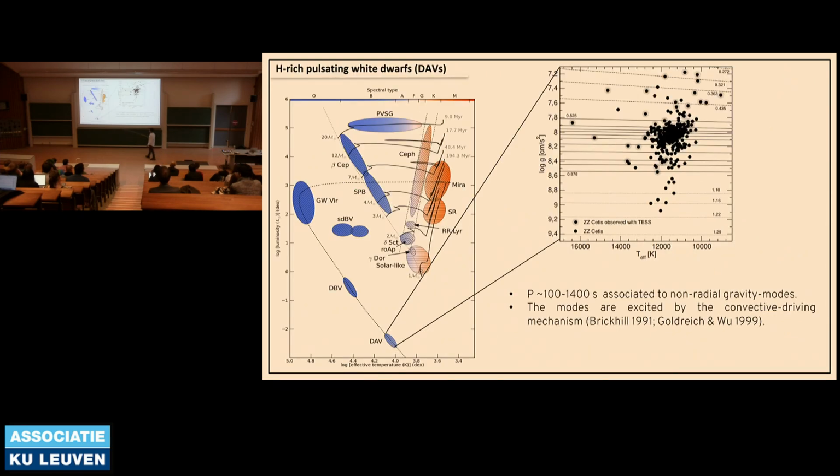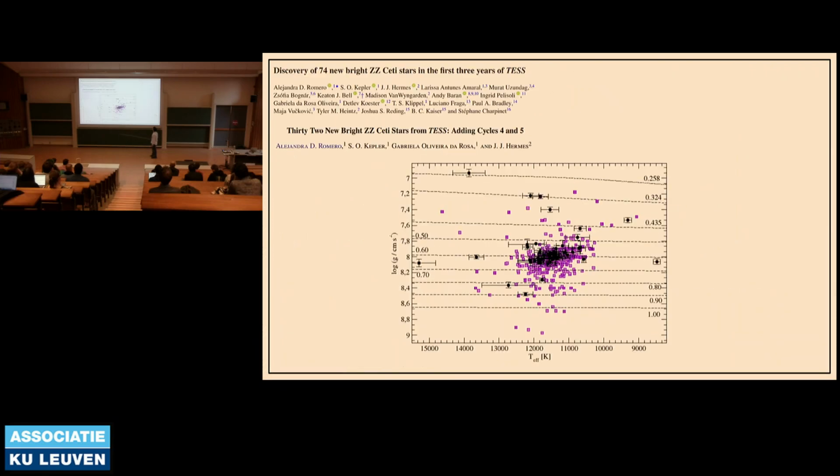So let's go through the instabilities. There are three main instabilities. Let's focus on the first one. DAV is the most populated. At the moment, we have around 500 of them. They show non-radial gravity modes, which are excited by the convective driving mechanism. And TESS was extremely useful concerning these objects because we found several of them, and in one of them, which I was involved in, we reported 74 in a single paper, which was a record.